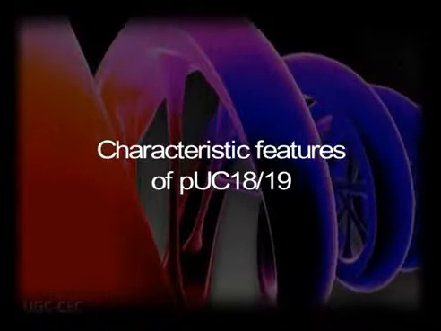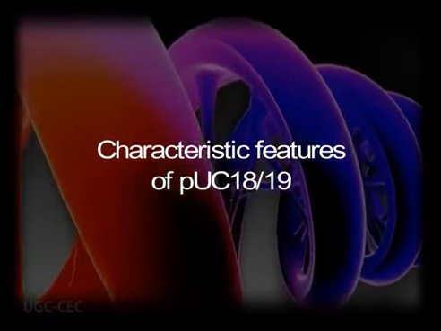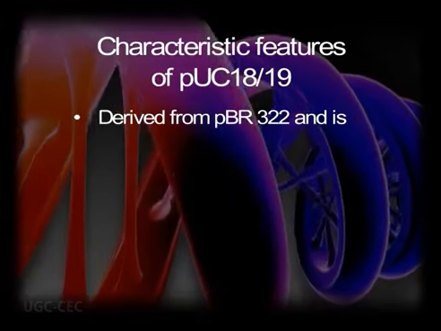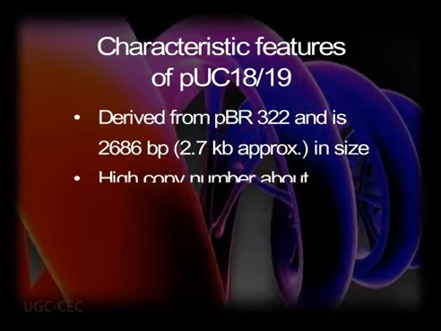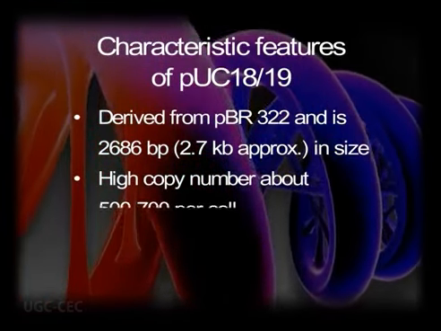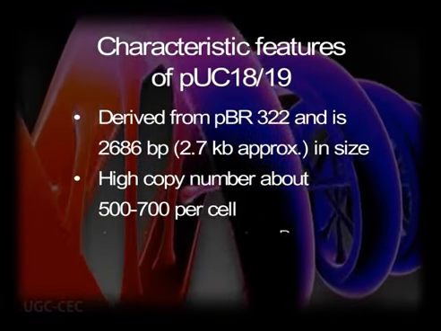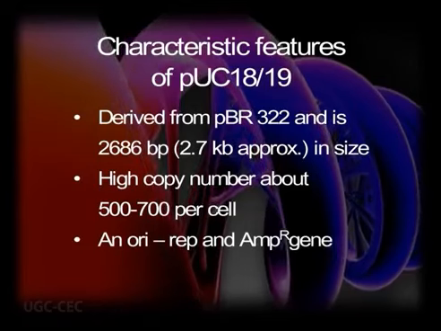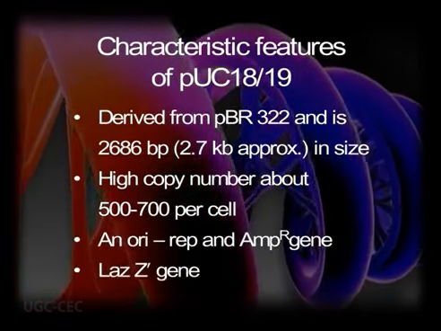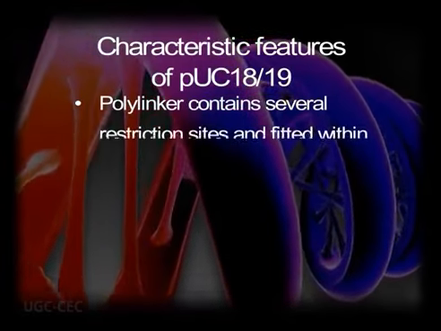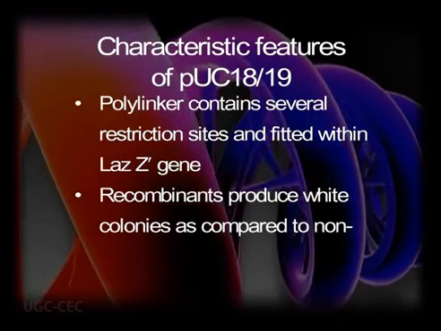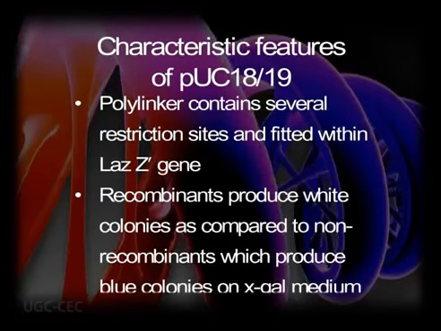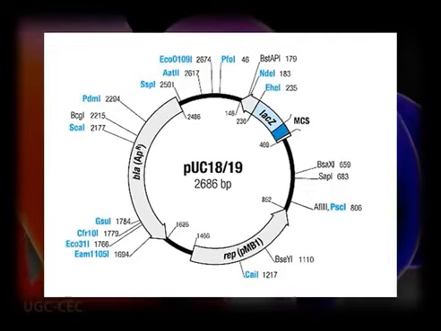The characteristic features of pUC18/19 are: number 1, it is derived from pBR322 and is 2686 base pair, that is approximately 2.7 kilobase in size. It has a high copy number, about 500 to 700 per cell. It has an origin of replication and an ampicillin resistance gene. It has a lacZ gene. The polylinker contains several restriction sites and is fitted within the lacZ gene. The recombinants produce white colonies as compared to non-recombinants, which produce blue colonies on X-gal medium. The polylinker is in a different orientation in pUC18 and pUC19.